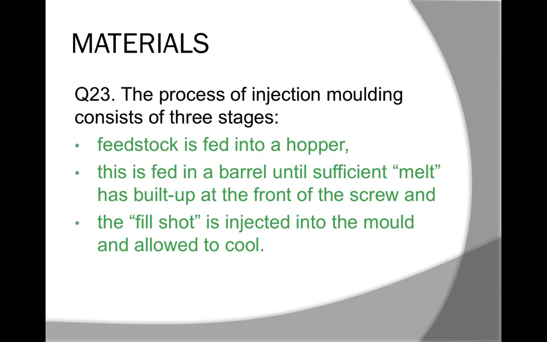This is what you needed for 3 marks. You need to say feedstock is fed into a hopper. It's then fed into a barrel until sufficient melt has built up in the front of the screw, and the full shot is injected into the mold and allowed to cool.